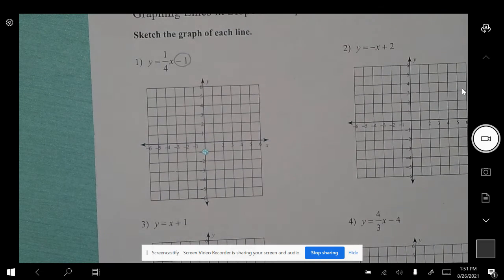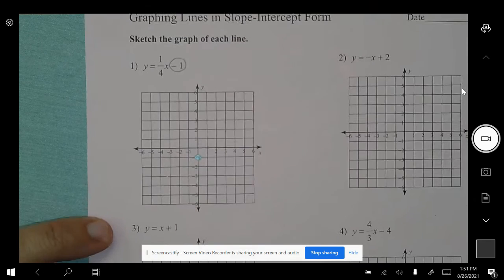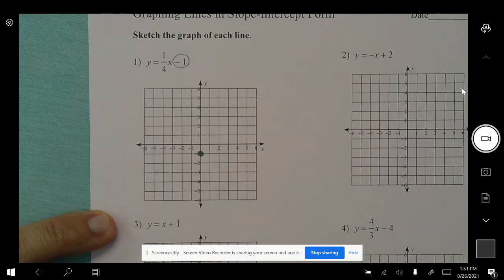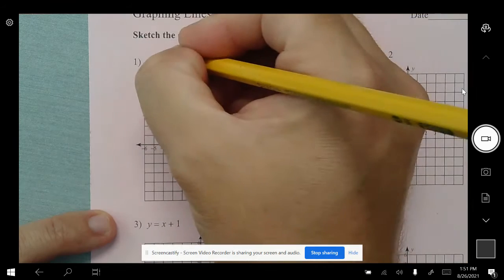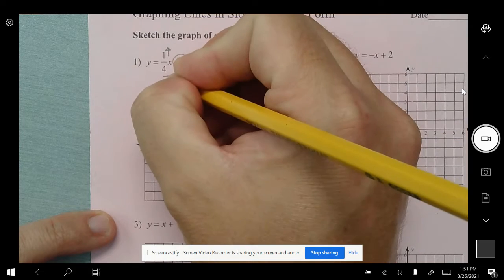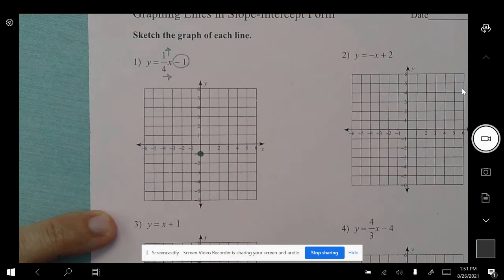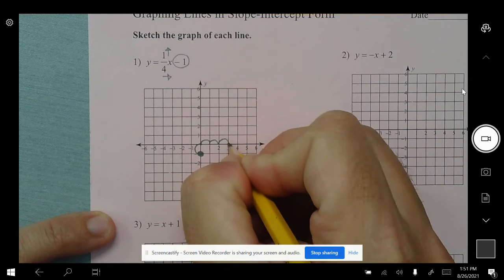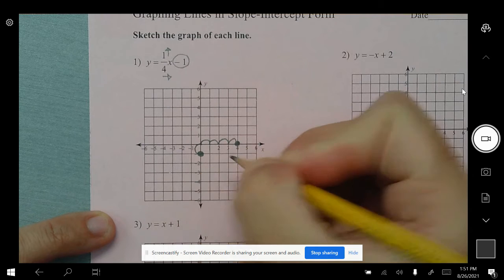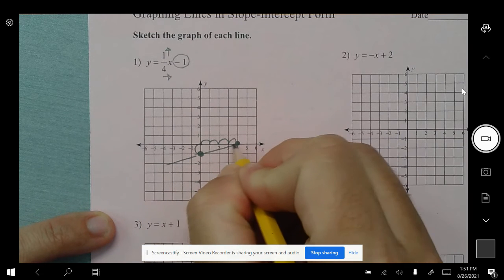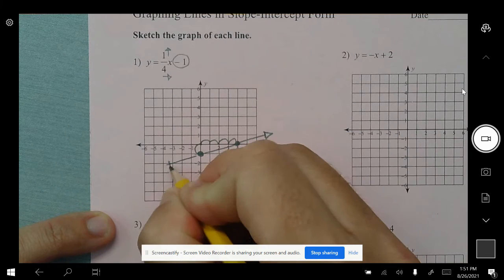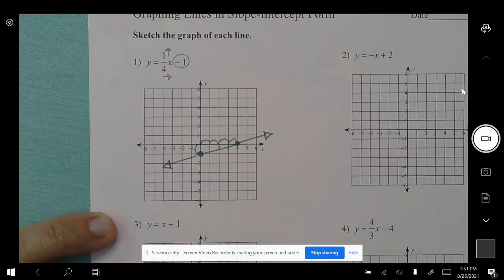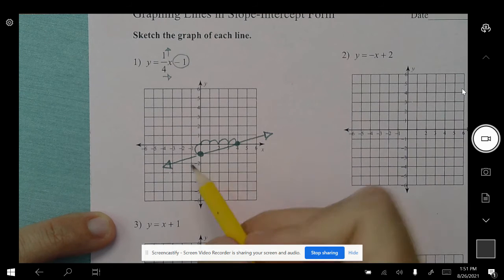I'm trying to find if I can find a better pen than this. It's okay. Let me turn that off. There we go. Rise what? Rise 1, run 4. Okay? So rise 1, run 1, 2, 3, 4. All right, now you have these 2 points.